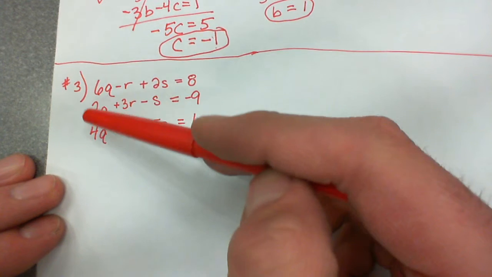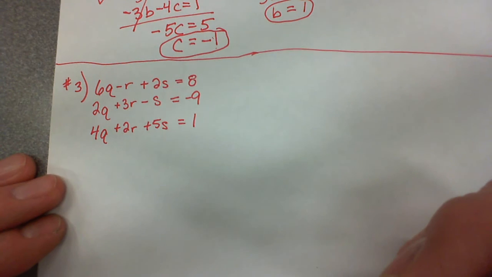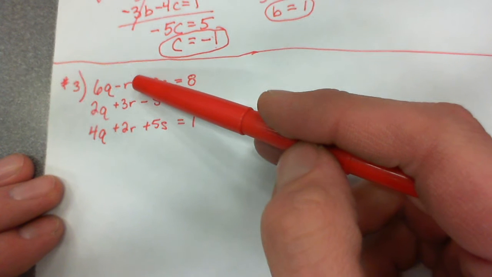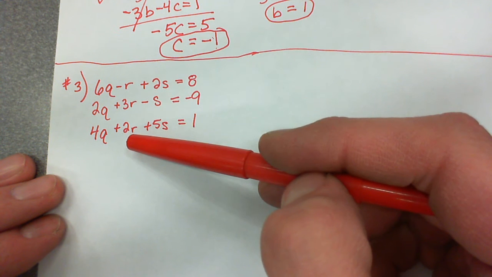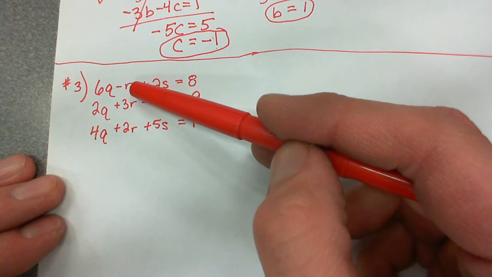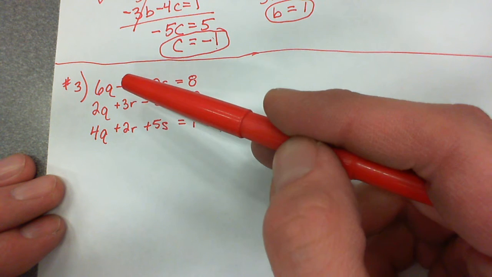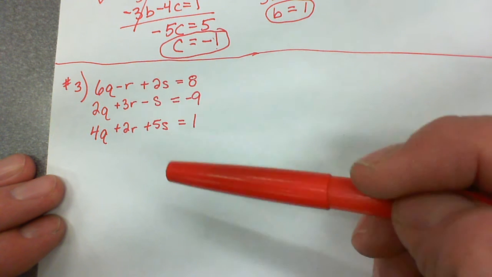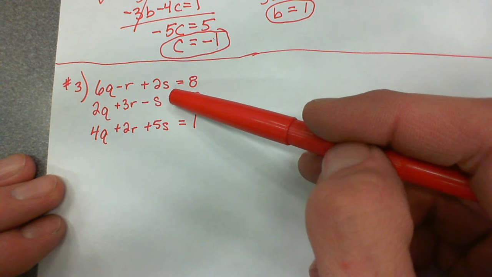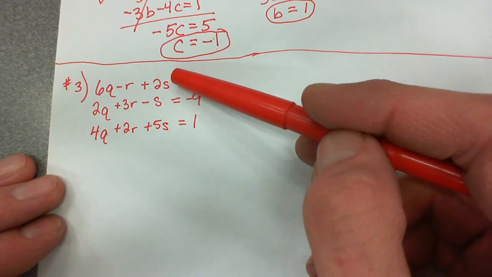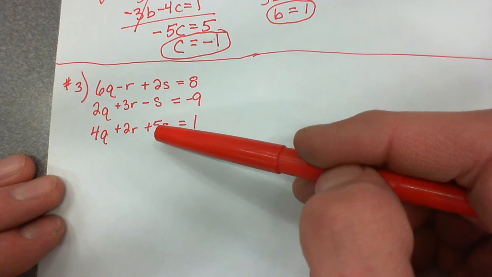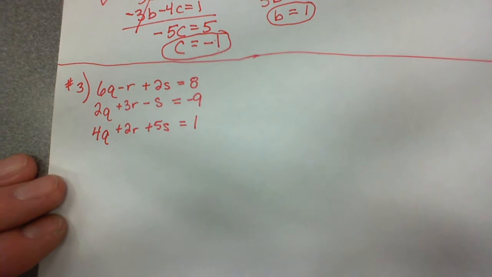The q's, we got a 2, a 4, and a 6. That's probably not going to be too easy to get the same number. The r's, we have a negative r, a 3, and a 2. That's got some possibilities because we could make these 3 and negative 3. We can make the first and the last one 2 and negative 2. Or with the s's, since this is a negative s, we got the same options. We could make these 2 and negative 2, or we can make this 5 and negative 5 here. So I'm going to go with the r's.